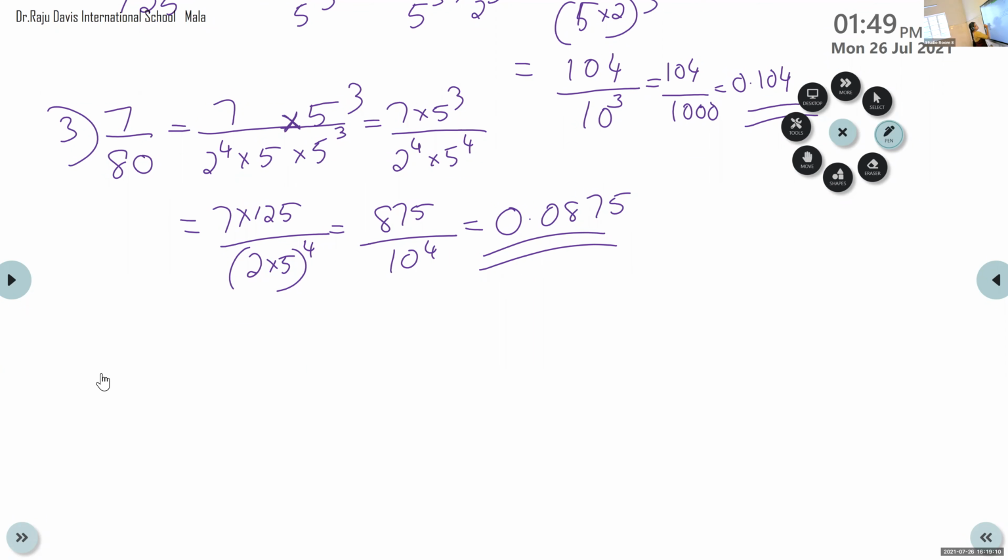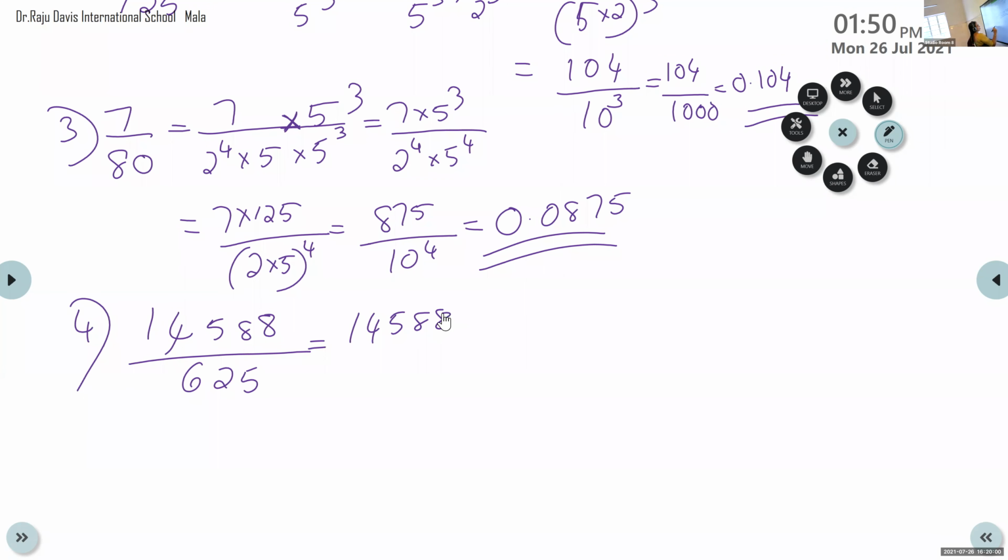Next one: 14,588 divided by 625. Start. 625 is 5 raised to 4. So we will multiply by 2 raised to 4. 2 raised to 4 is 16, over 10 raised to 4. Find out, multiply.